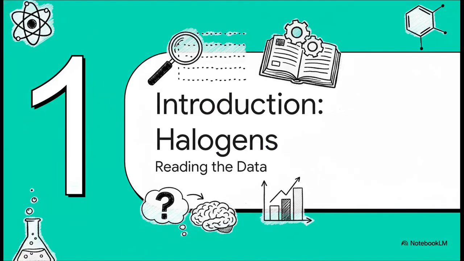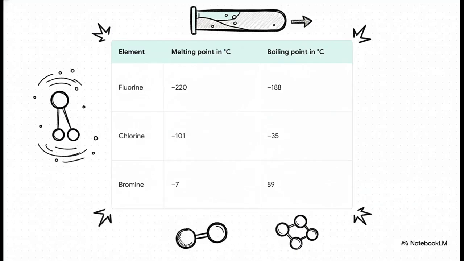Okay, first things first. Before you even think about writing an answer, you've got to look at the information they give you at the start of the question. It's always there for a reason. So here it is, Table 5 from the paper. It shows the melting and boiling points for fluorine, chlorine, and bromine, you know, the first 3 halogens in group 7. These numbers right here are going to be the key to cracking the first few parts of the question.